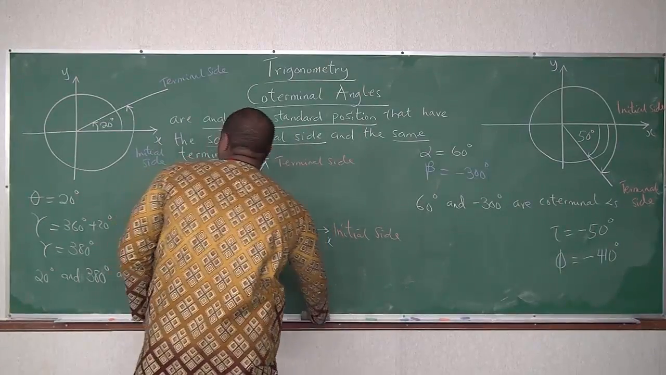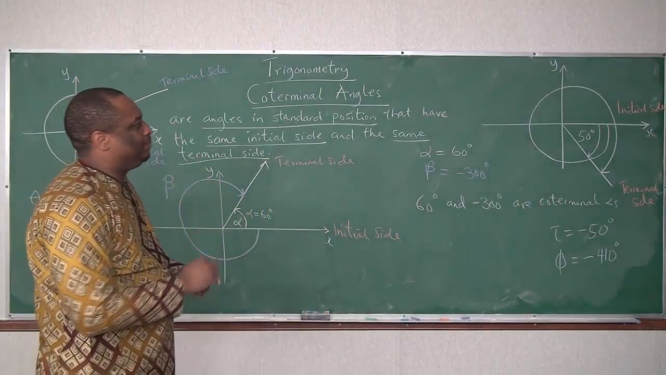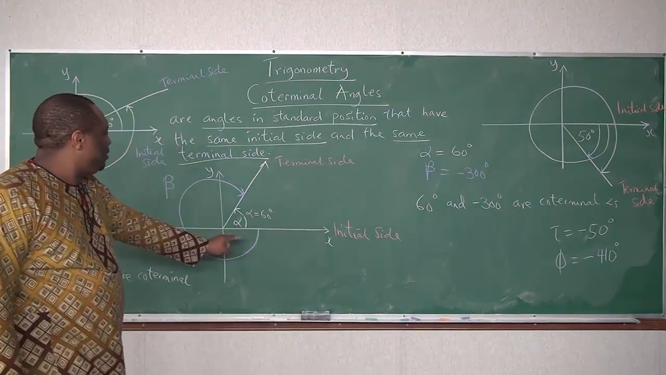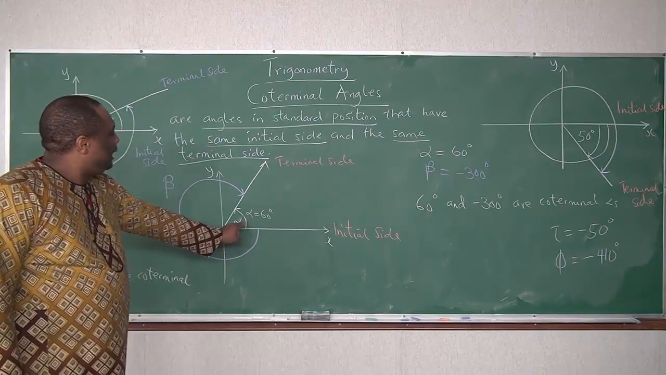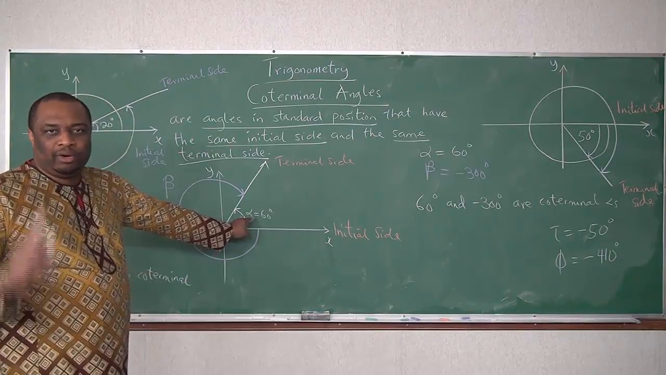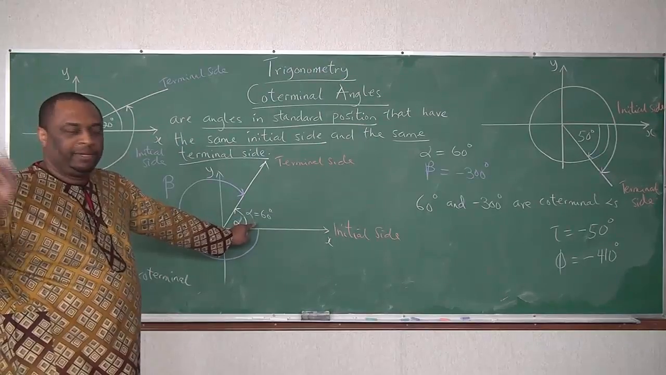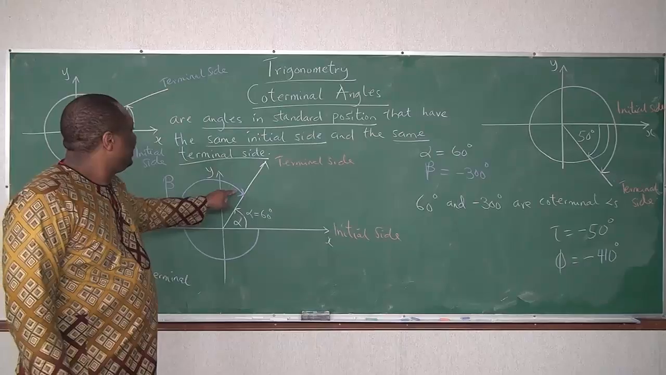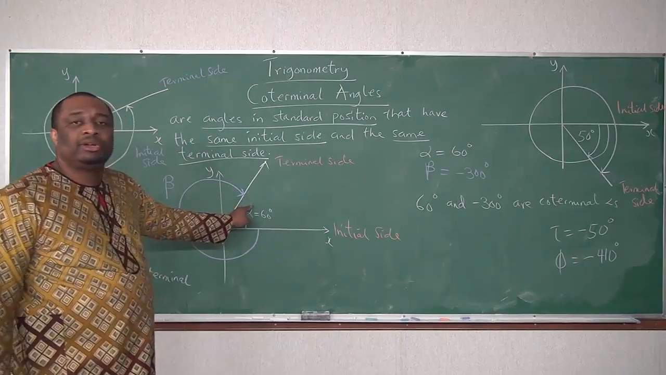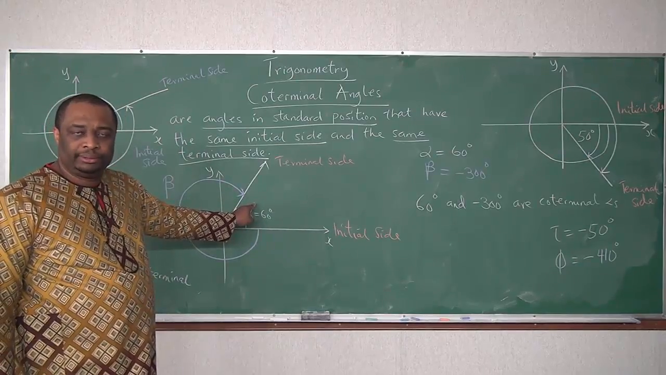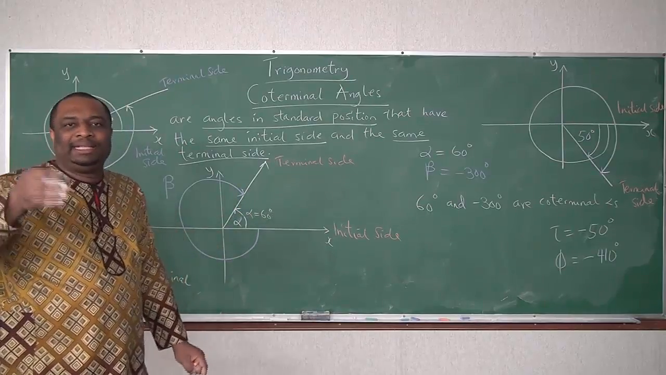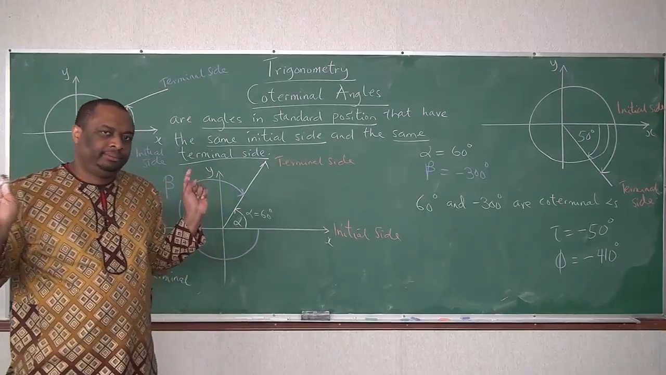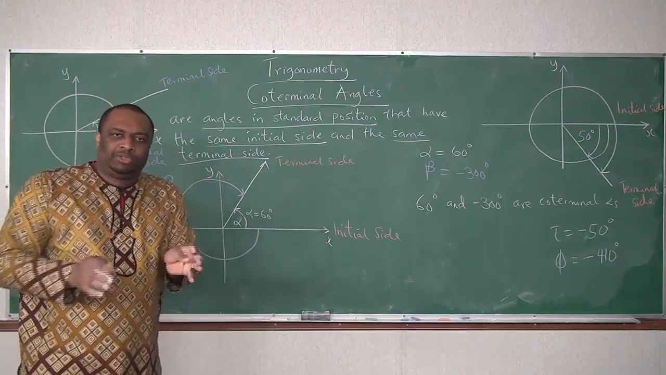Okay? And before I do the next example, what do you notice, folks? What do you notice? Coterminal angles. This is quadrant 1. Remember, we talked about quadrants in the previous video. This is quadrant 1. The coterminal angle is also in quadrant 1. The quadrant is where the terminal side of the angle is.